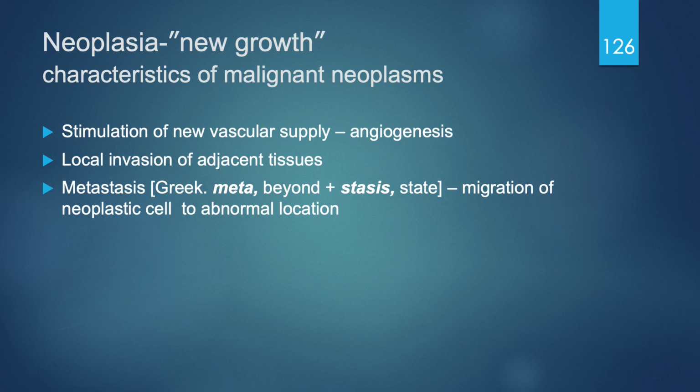They locally invade adjacent tissues, and what I mean by that is they're not just pressing up against the adjacent structures, but they actually have finger-like extensions that reach into the tissues and can interrupt their normal function. And the other thing they do is they metastasize. So metastasis is the state of migration of a neoplastic cell to an abnormal location.